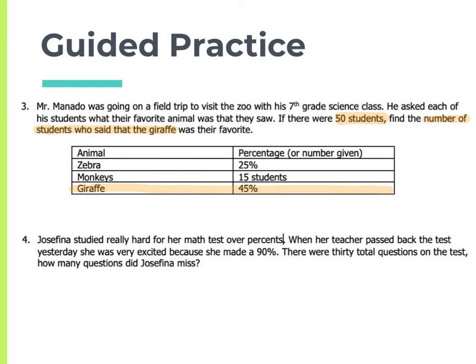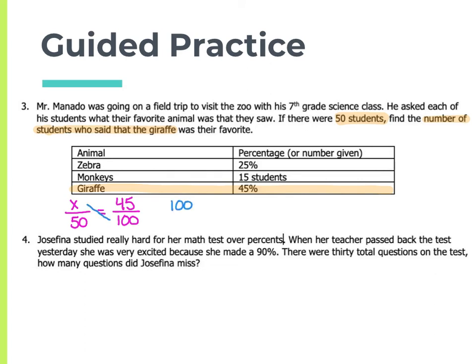So I'm going to set up my proportion. I know the percentage, 45%, that said a giraffe was their favorite, out of 100. The 100 always stays the same. We also know the total number of students. There were 50 total students, and so we're looking for the part. We're looking for the number of students that said that the giraffe was their favorite animal. So we have set up our proportion. Next, we can cross multiply to solve.